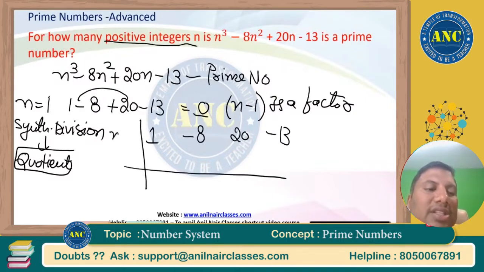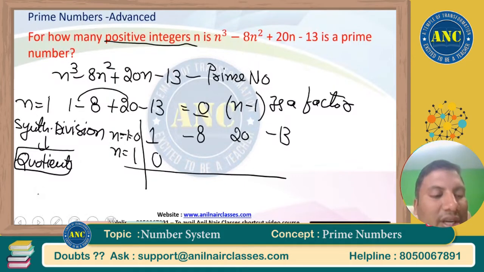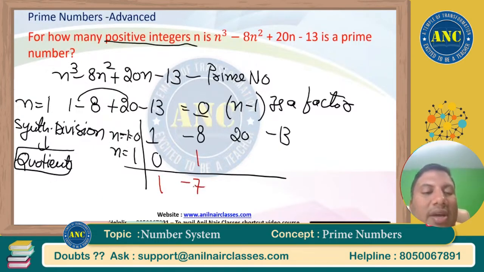N minus 1 is a factor. So equate n minus 1 with 0, n equals 1, starting with 0. The n cube coefficient and the carried value are the same. 1 plus 0 is 1. 1 ones are 1. Minus 8 plus 1 is minus 7. Minus 7 into 1 is minus 7.